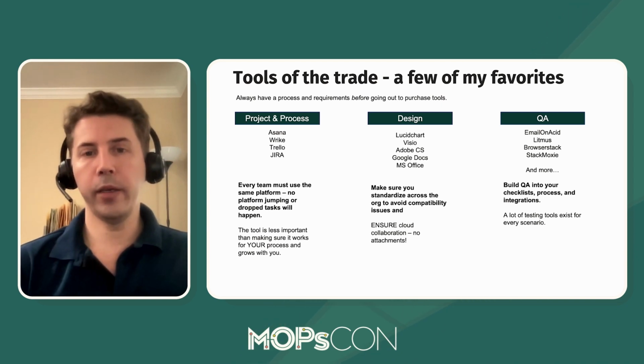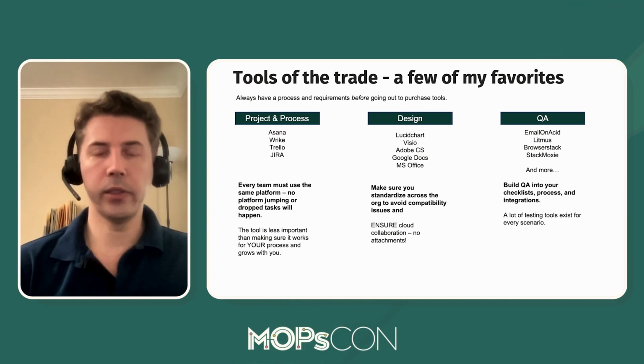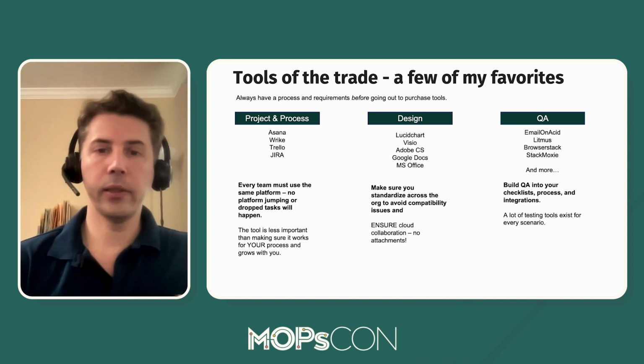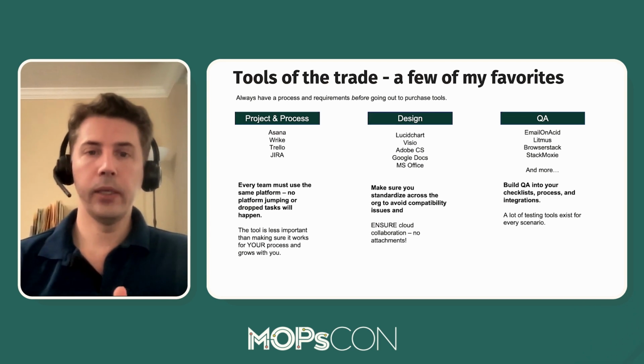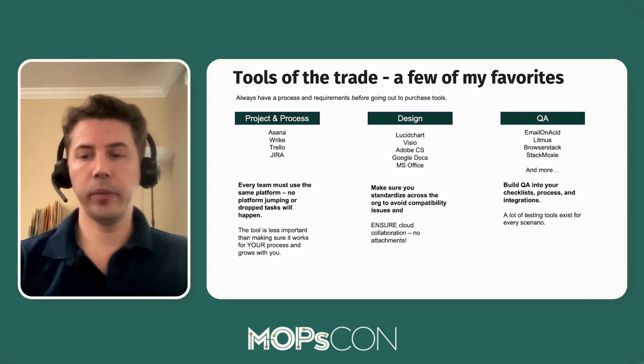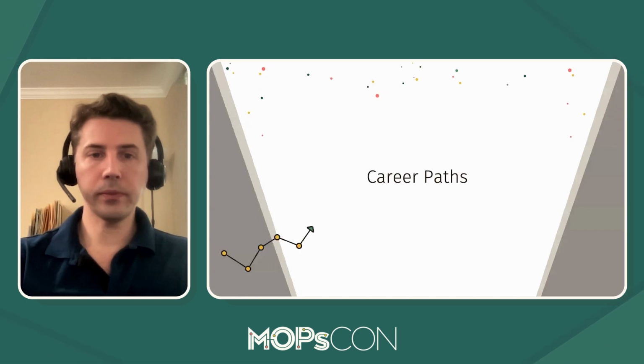And finally, for QA, there are the standards for HTML and email and pages. But there are also some new tools like StackMoxie that allow you to QA the whole workflow and run data through the system and not just rely on people to do it themselves.